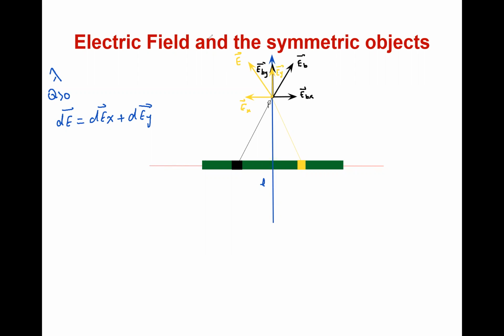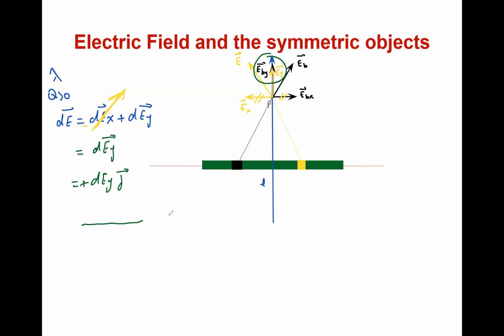As you see here, we can cancel the X components because they have the same magnitude, but they are in the opposite direction. In this case, we cancel the X component and we keep the Y component, and we do the calculation. As you see, dEY is in the positive direction. You can say dE equals dEY in the positive j direction, and we do the calculation.